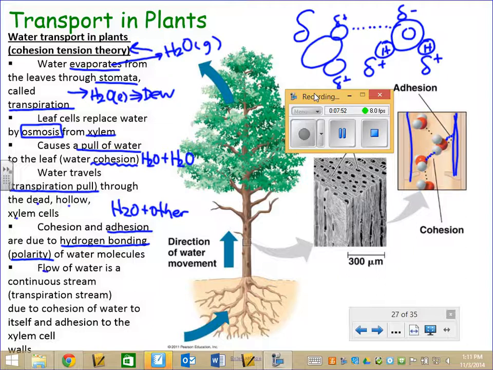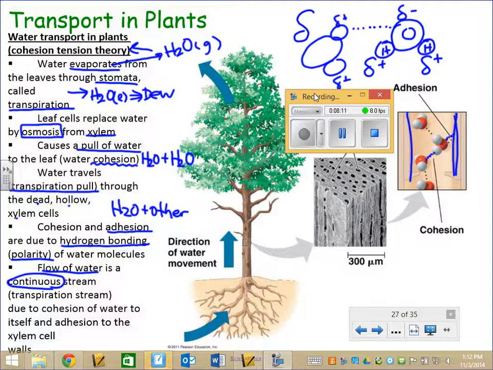So the result is that the flow of water is very continuous. Every time one water molecule leaves the leaf, it pulls another one up to take its spot. And the reason is because of cohesion to water and adhesion to the xylem cell walls.